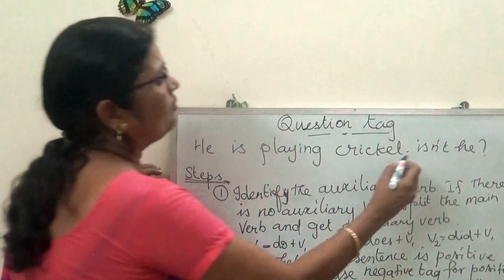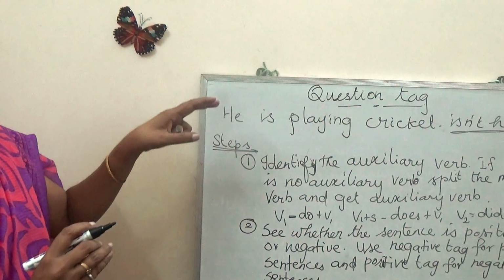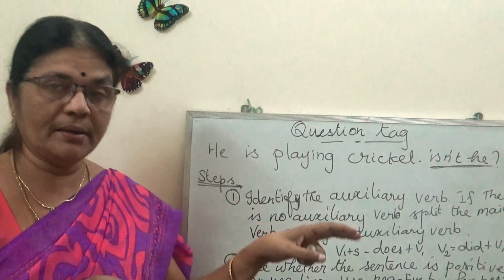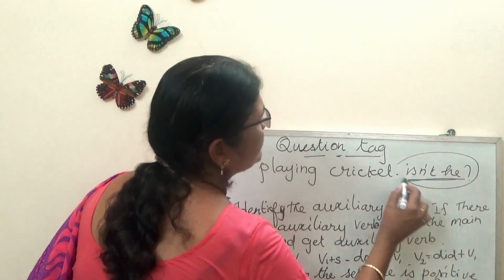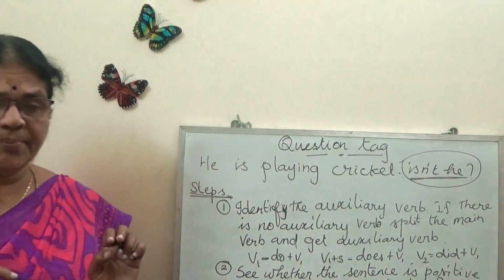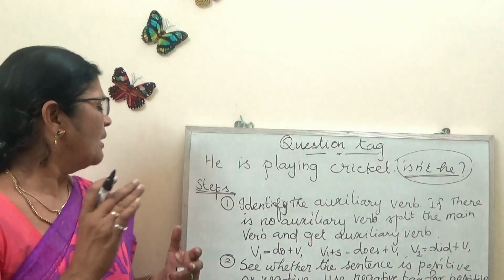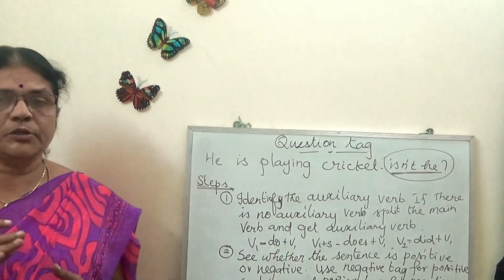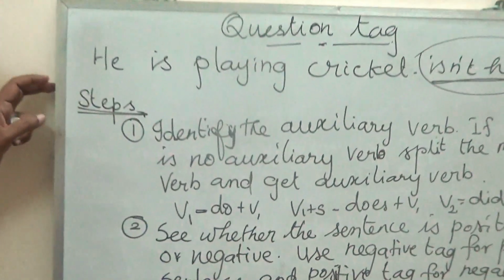This is called a question tag, and it is asked to confirm whether he is playing cricket or not. These small questions asked at the end of the sentence are called question tags. Let's see how to form these question tags. There are three steps to be followed. So what is the first step?